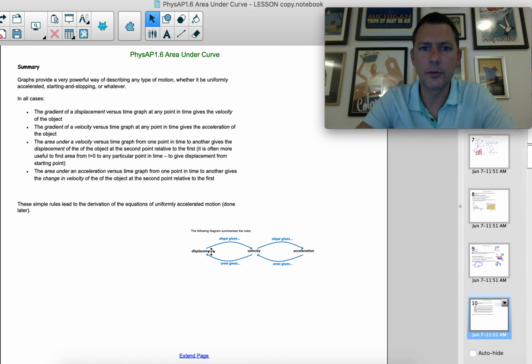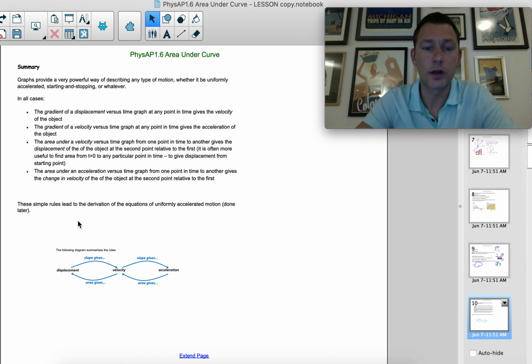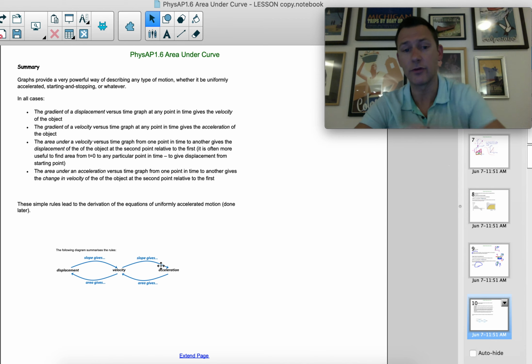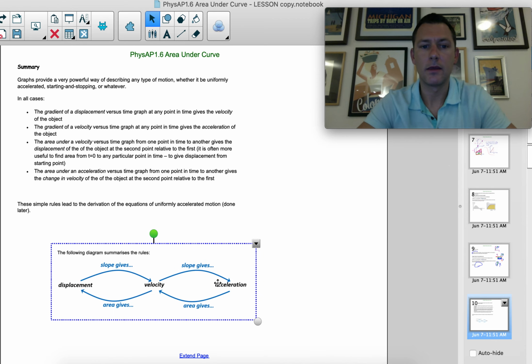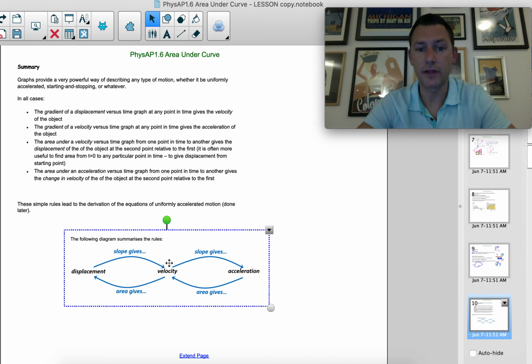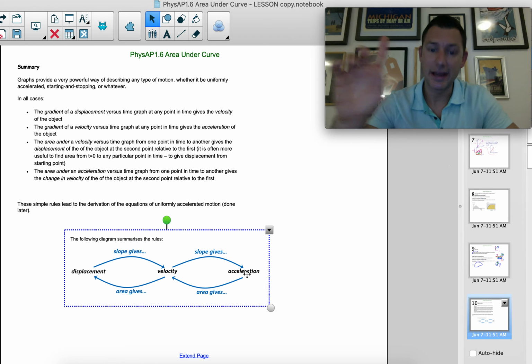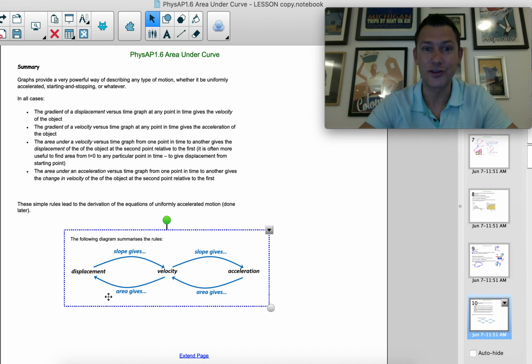Cool, here's a little summary in your notes. Make sure you're comfortable with gradient, area, that sort of thing. Slopes kind of go one way: slopes of displacement give you velocity, and then acceleration, and area goes backwards. One's differentiation in calculus, the other's integration.